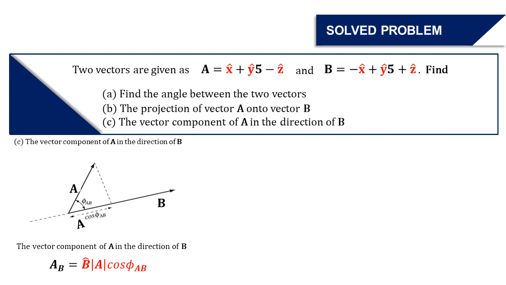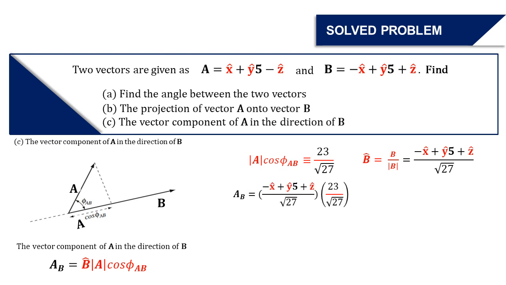We are now ready to substitute the values. We know earlier that we already got the magnitude, or the projection of vector A onto vector B, equal to 27 over the square root of 27. But we don't have B hat yet. Right? We all know that the unit vector of a vector is equal to the vector divided by its magnitude. So, vector B, negative x hat plus y hat 5 plus z hat, all over the square root of 27.